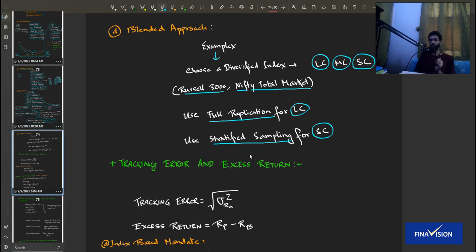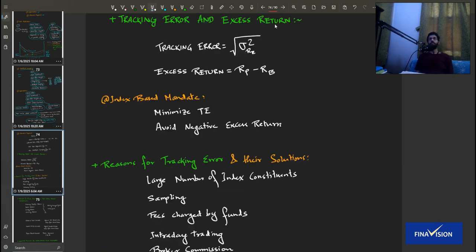Why is this being chosen? Because in case of small caps, liquidity can be a constraint, market impact of trades itself can be a constraint, right? So based on that, we choose stratified sampling for small caps, and for large caps, because of high liquidity, we use full replication. Tracking error and excess returns.